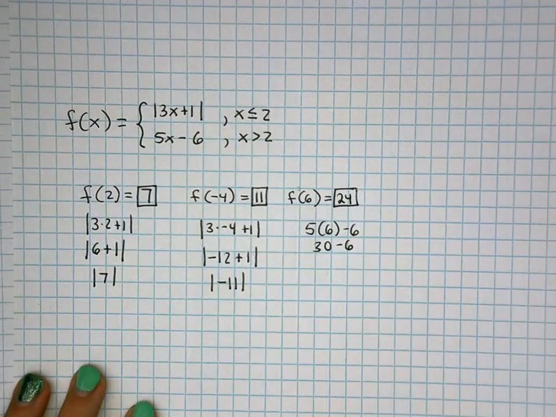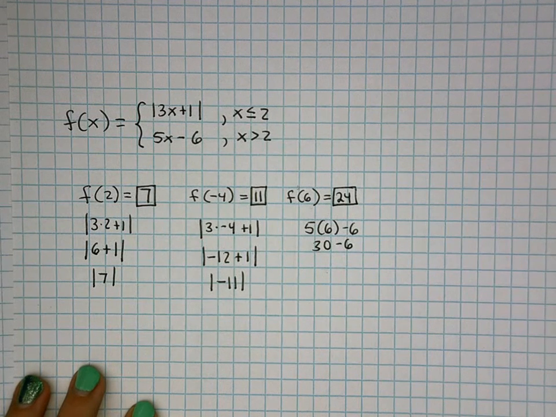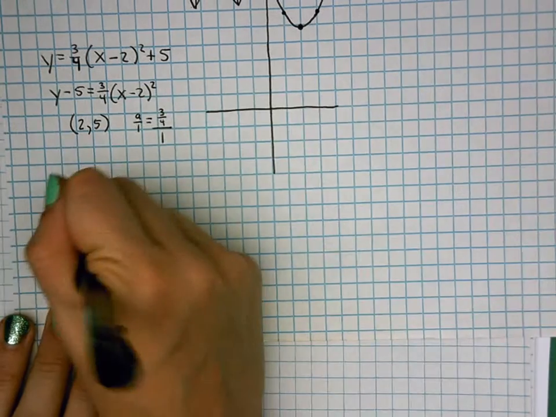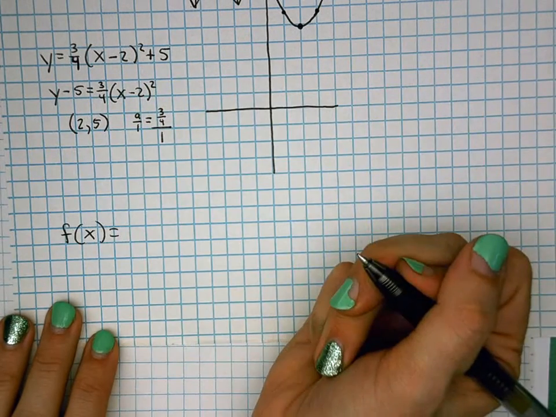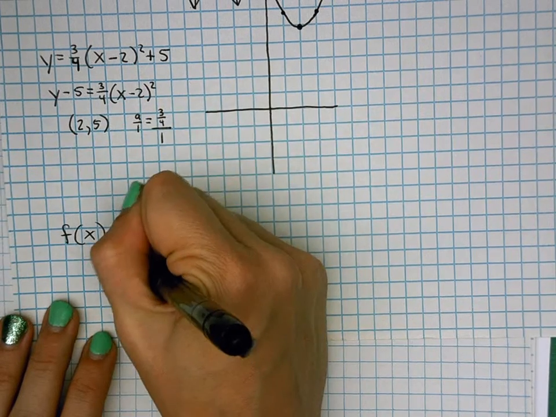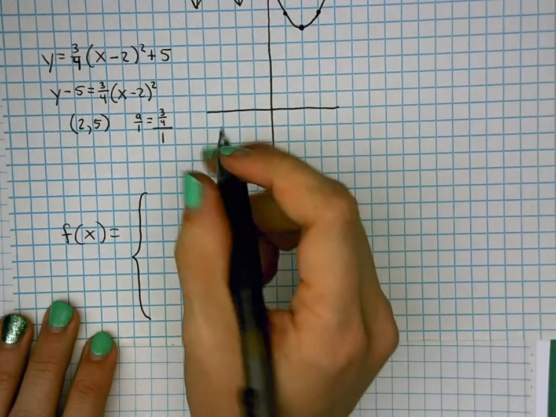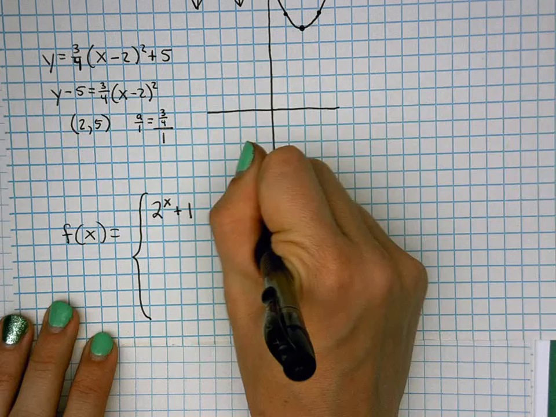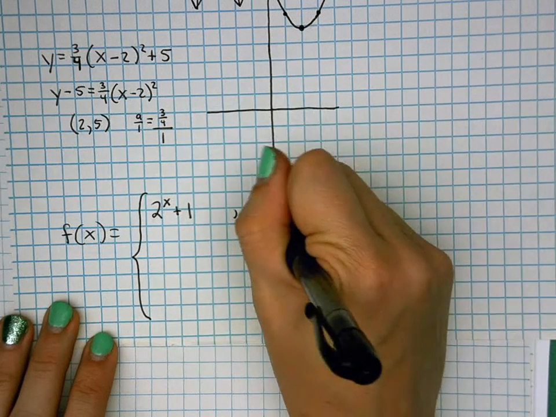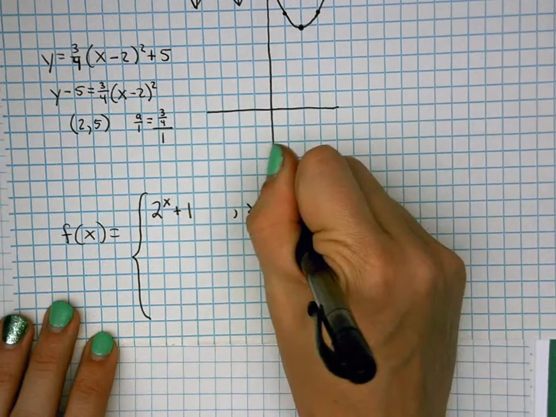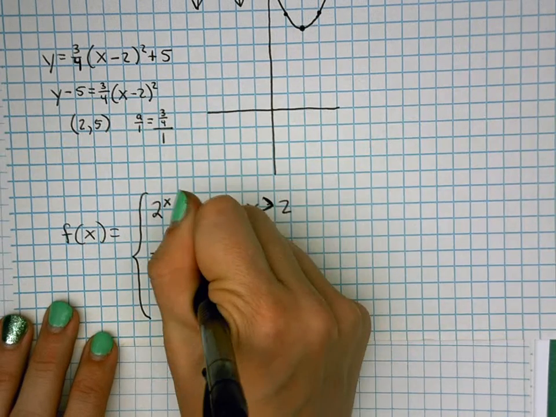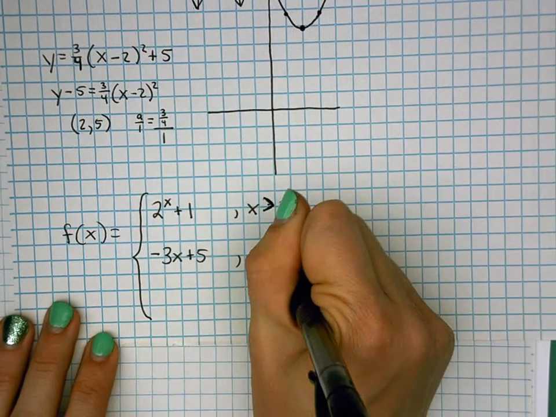Okay? And then let me give you one more to try, in case you struggled a little bit with that one, want to give it another go. Let's do f of x equals, and let's do this function. We have 2 to the x plus 1 when x is greater than 2. We have negative 3x plus 5 when x equals 2. And we have the absolute value.